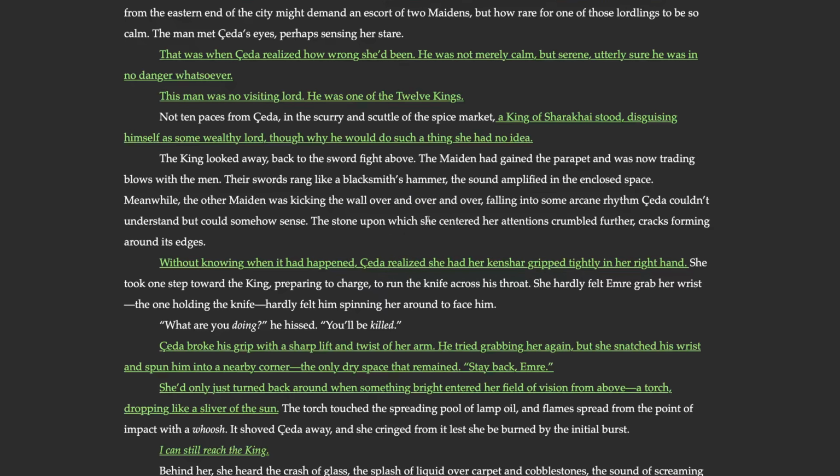She takes a step toward the king, preparing to charge, ready to kill this guy, the man who killed her mother and who she vowed to gain vengeance for. And then Emery realizes what she's doing and grabs her wrist. He's like, "What are you doing? You're going to be killed."